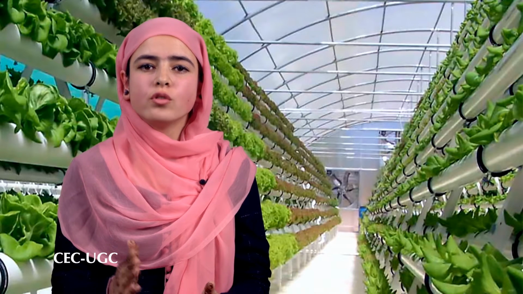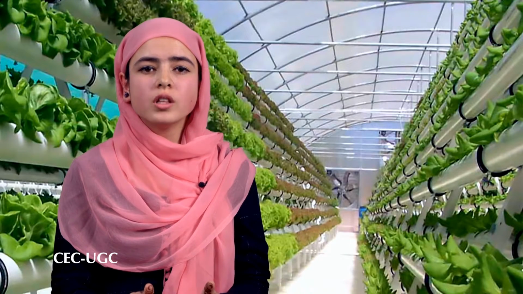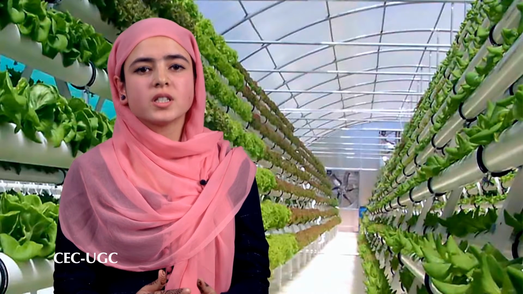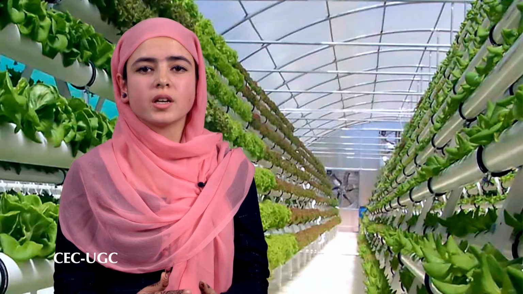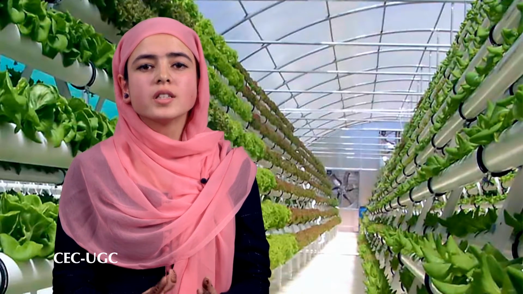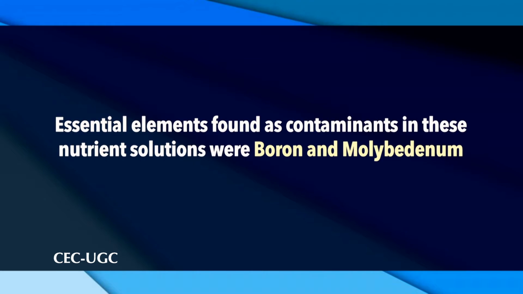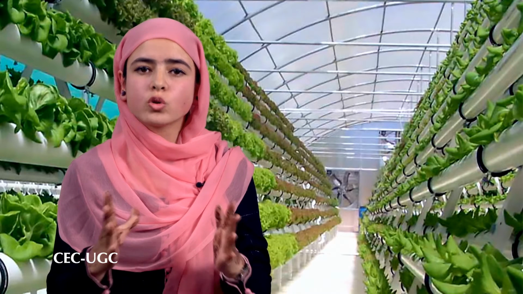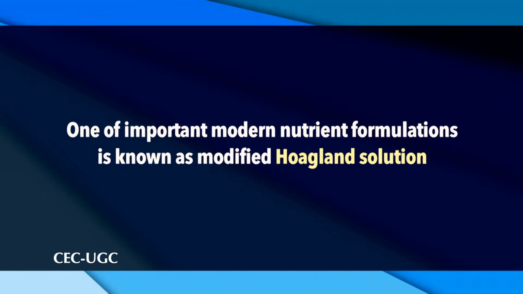This solution of nutrients was believed to have all the minerals for the plant growth. However, these experiments were done by using chemicals which were contaminated with other elements. Some of the essential elements found as contaminants in these nutrient solutions were boron and molybdenum. Recently, some modern nutrient formulations were also prepared. One of the important modern nutrient formulations is known as modified Hoagland solution.